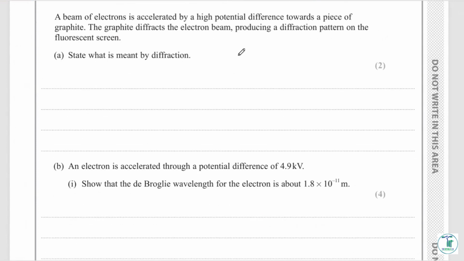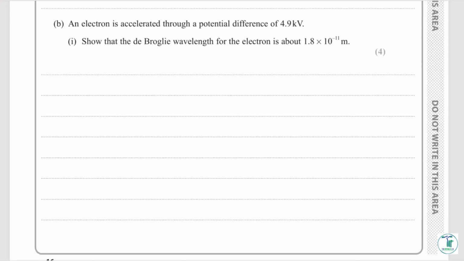Remember that diffraction is the spreading out of waves whenever they pass through obstacles, or whenever the light bends itself while passing through obstacles or something like small cracks. That is known as diffraction. An electron is accelerated through a potential difference of 4.9 kilovolts, and we need to know that the de Broglie wavelength is about 1.8 times 10 to the power of negative 11.